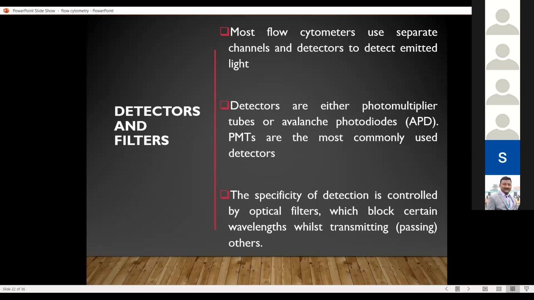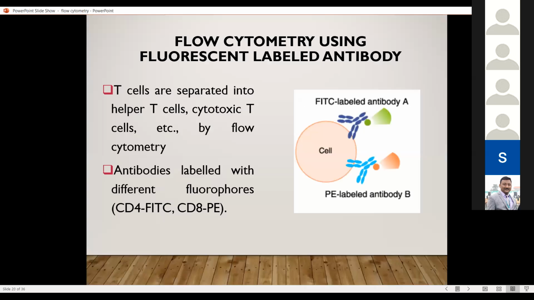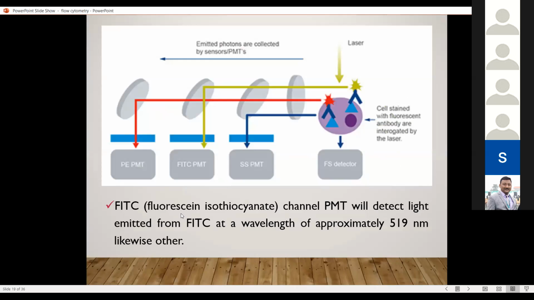The detectors present in a flow cytometer are of two types: photomultiplier tube and photodiodes. PMT is the most common kind of detector used in flow cytometry. The specificity of detection is controlled by optical filters. What optical filters do is they block certain wavelengths and transmit only the others. Likewise, I have told you there are four different filters present, each designed for a specific wavelength.